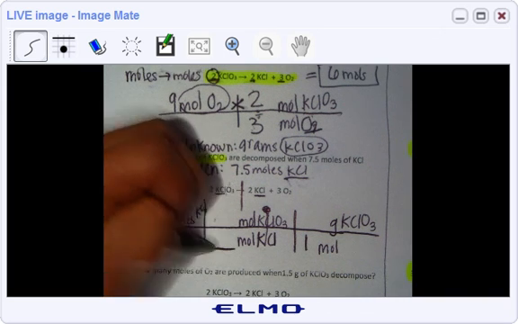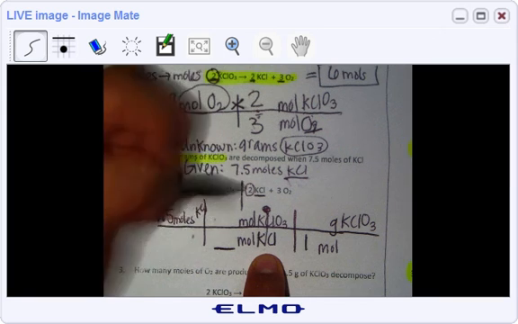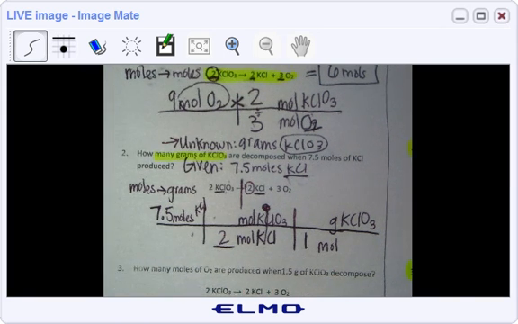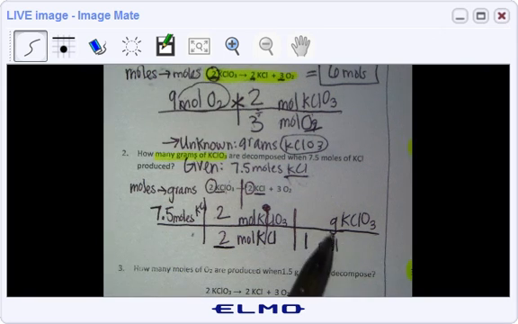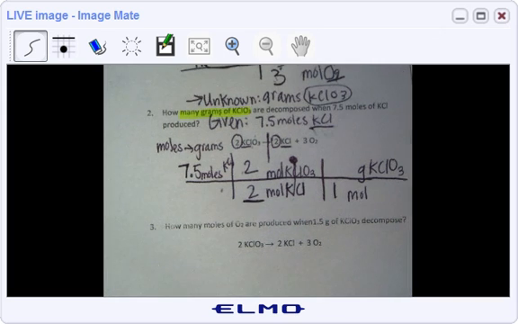What would go here? What's the coefficient for KCl? 2. And what is the coefficient for KClO3? 2. How are we going to find grams of KClO3? There's that magic word grams. Whenever we see the word grams, go to the periodic table. Go ahead and do it on your own. I'm going to try to squeeze it on the side.